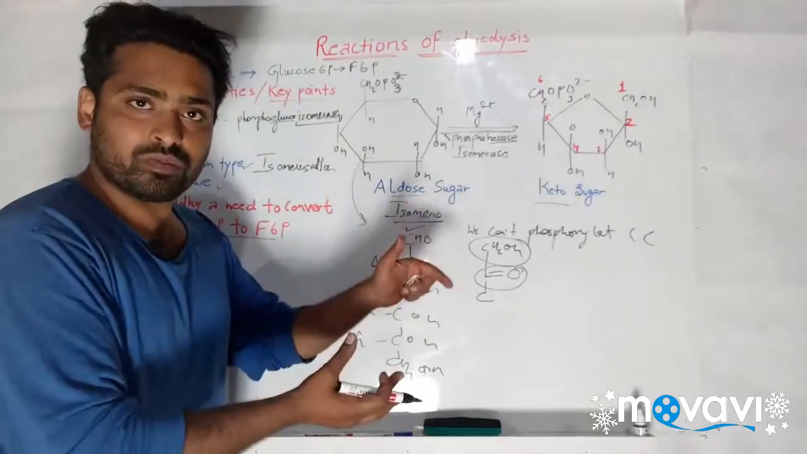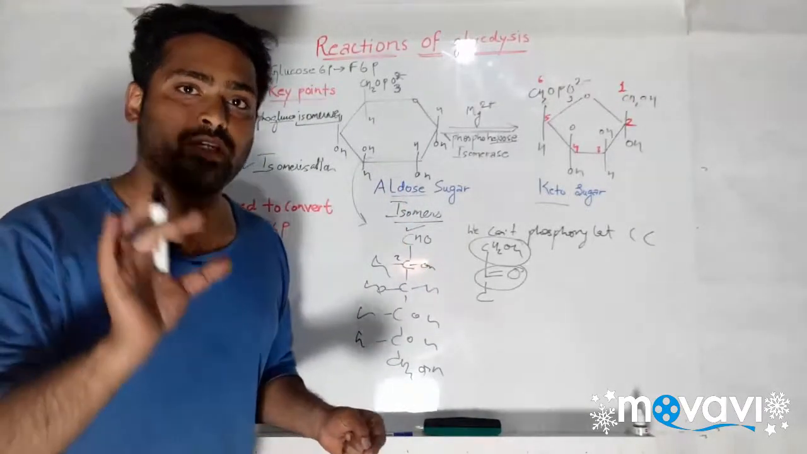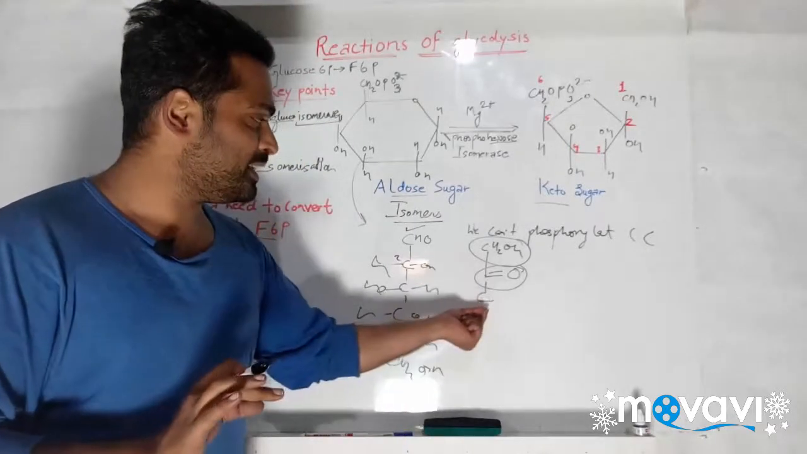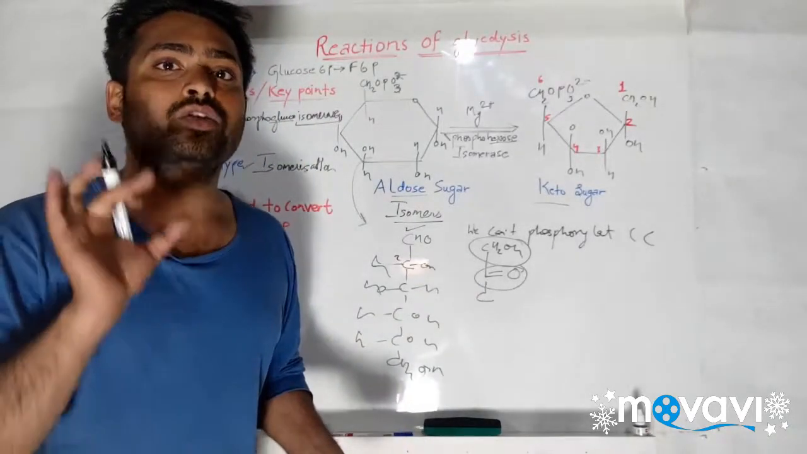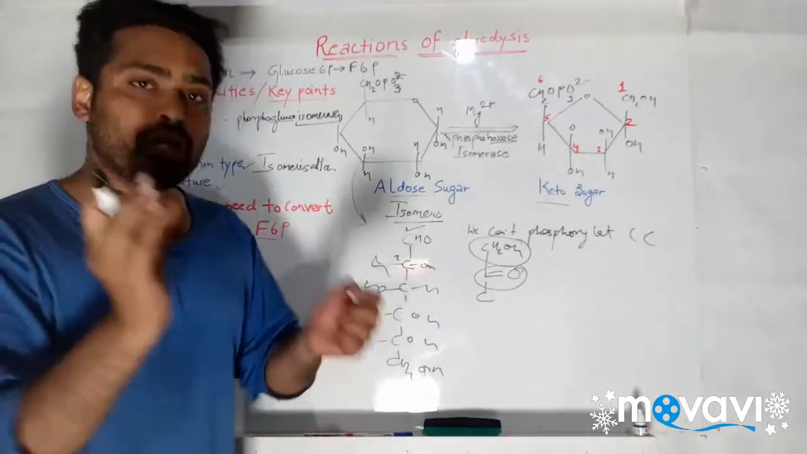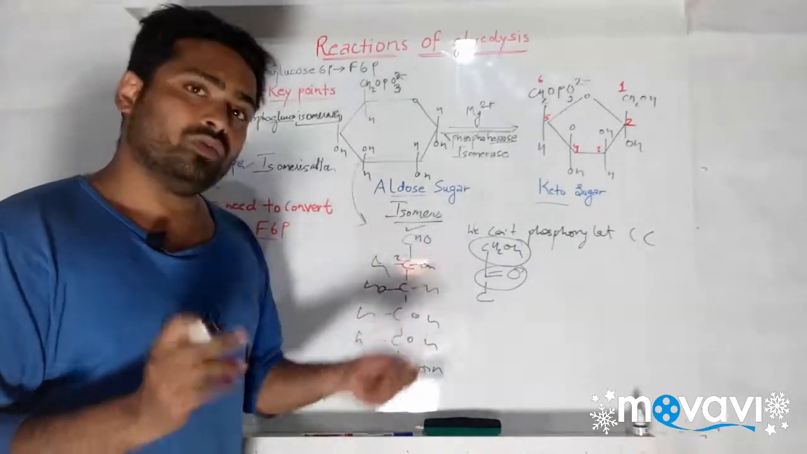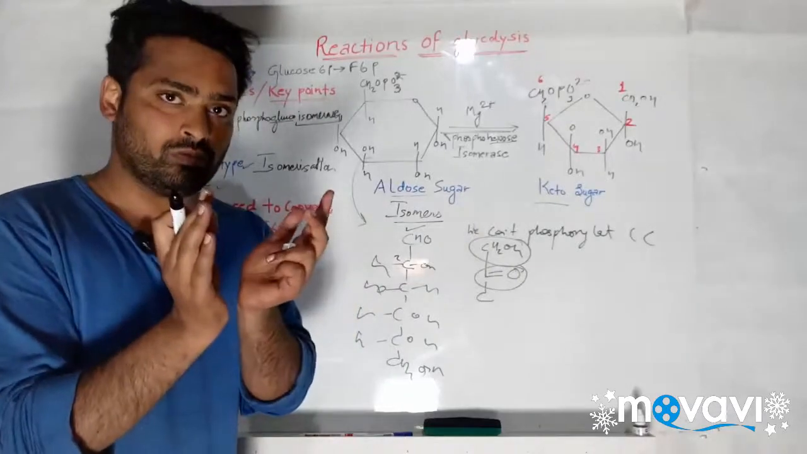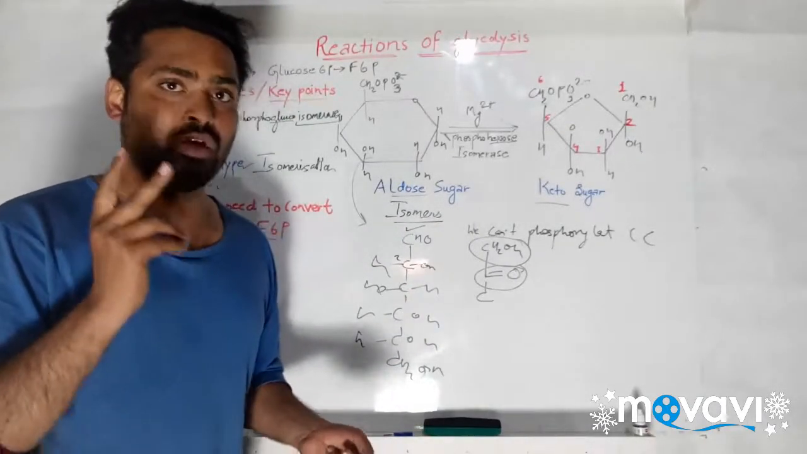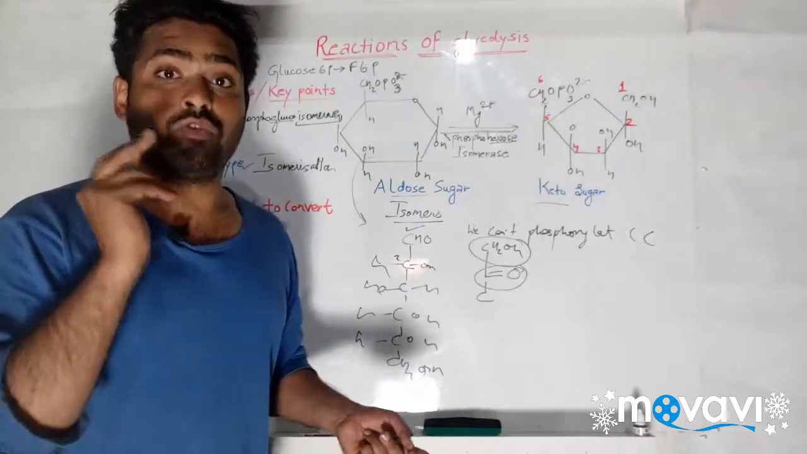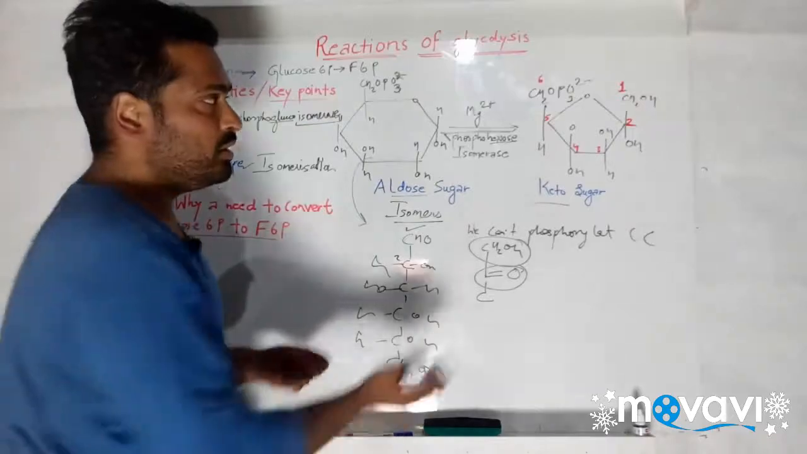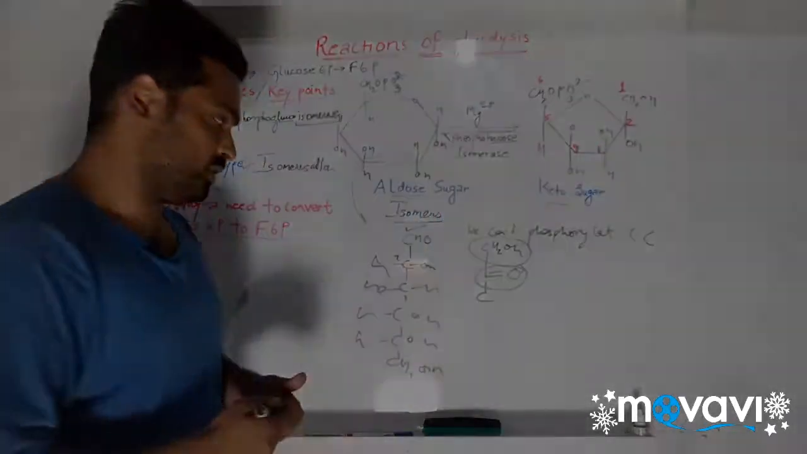Also, if we notice it clearly, this particular form would serve as a perfect raw material to convert into glyceraldehyde 3-phosphate. We are going to convert that into two molecules, that is, two glyceraldehyde 3-phosphate molecules would be formed. And for that to happen, we need to convert this into fructose 6-phosphate.